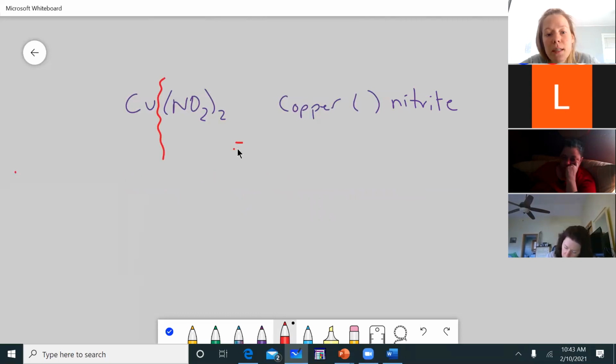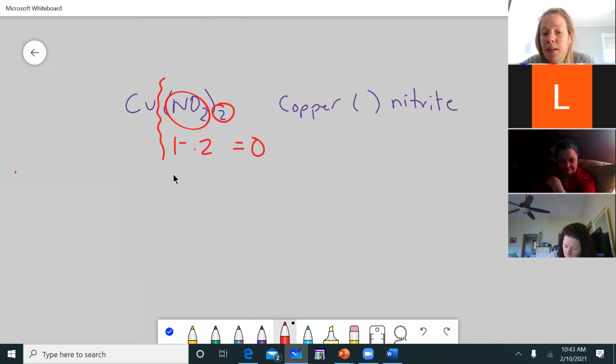So this whole thing needs to equal 0. What is the charge of one nitrate or nitrite molecule? It's always a 1- charge. Where do you get that? You get it from your polyatomic ion sheet. Now, how many of these little packets are there? There's 2 of them. So I need to multiply it by 2 for an overall 2- charge.